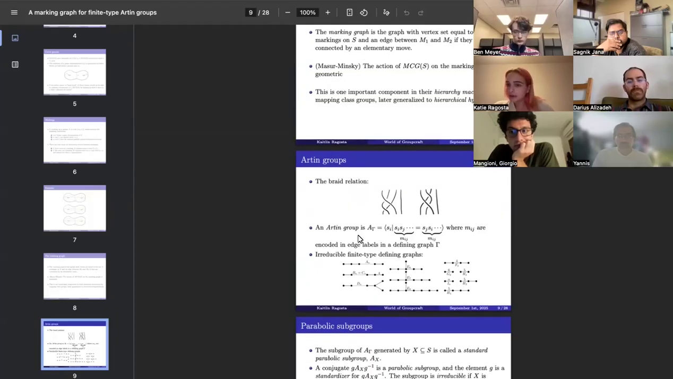Okay, turns out those are the only relations you need to define the braid group with that particular generating set. And so an Artin group in general is a group which admits a presentation of a similar form. So there's some finite generating set, and all of the relations look like alternating products of two of these generators.